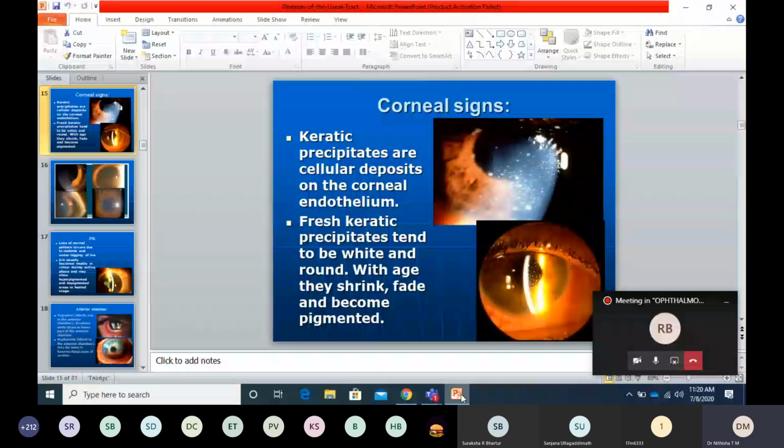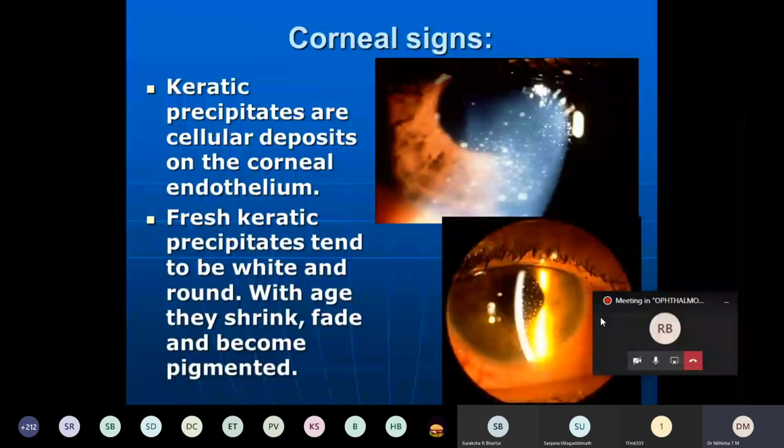Okay, so I was telling about keratic precipitates. They are nothing but the cellular deposits which are present on the inferior and back of the cornea. They can be fresh KPs, old KPs, and of different sizes. They can be small to medium sized KPs, and they can be large KPs also. Small to medium sized keratic precipitates are seen in non-granulomatous uveitis. Large or mutton fat KPs are always seen in granulomatous uveitis.